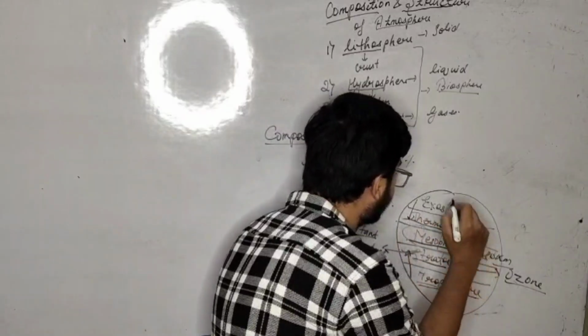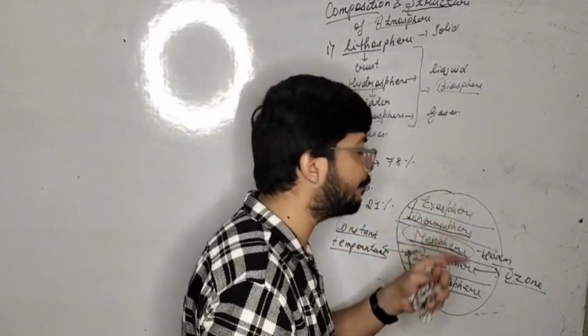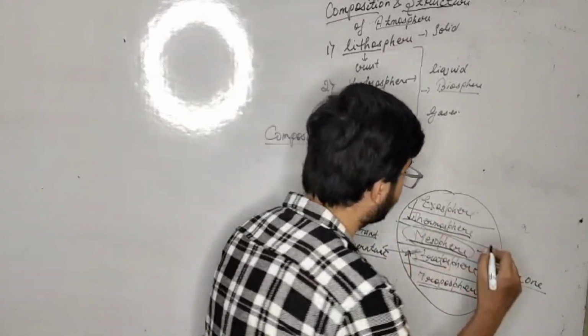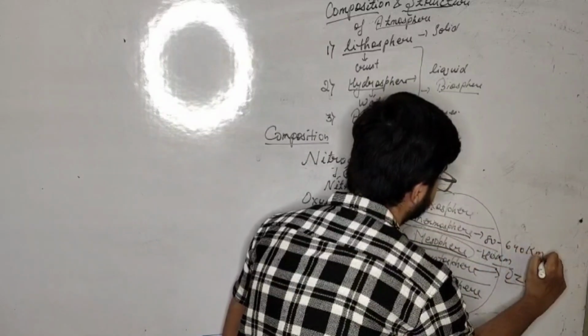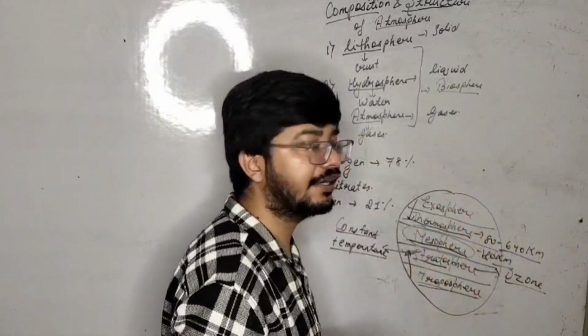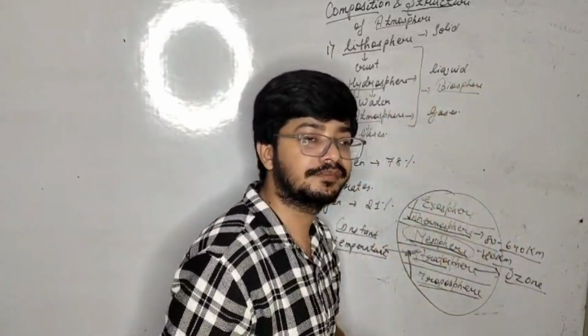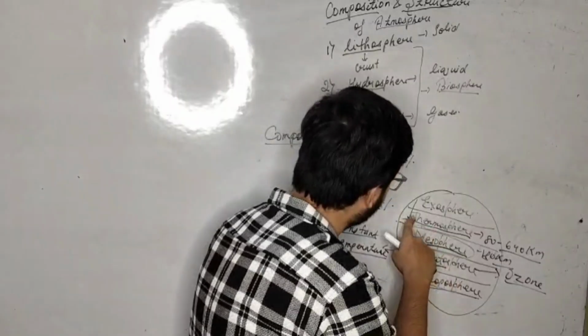Now next we'll talk about the thermosphere. As we move up, temperature increases, and in the thermosphere the temperature is very high, around 1750 degrees Celsius, and it lies around 80 to 640 kilometers. Why is the temperature so high? Because of the solar radiation.